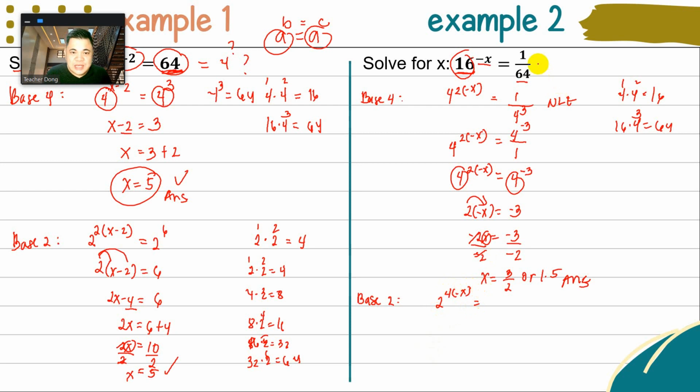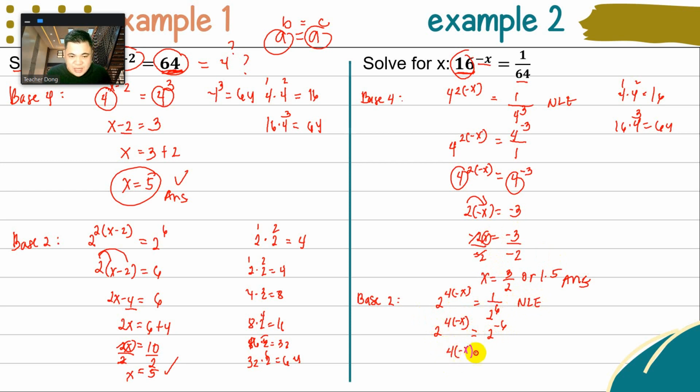And how about for the other side? How many 2's will you multiply to get 64? Okay, very good. So, you are going to multiply 2 6 times. So, 1 over 2 raised to the power of 6. So, we will still be using the negative law of exponents. So, we will have now 2 raised to the power of 4 times negative x. And then here we have 2 raised to the power of negative 6. So we will reciprocate same as the first one. And then we can now equate the exponents.